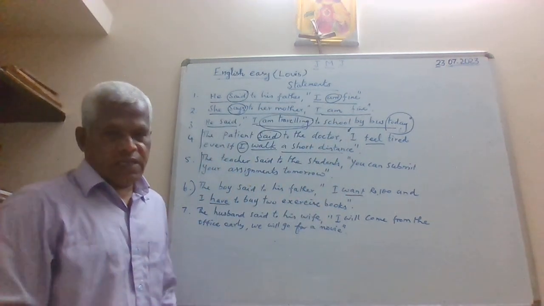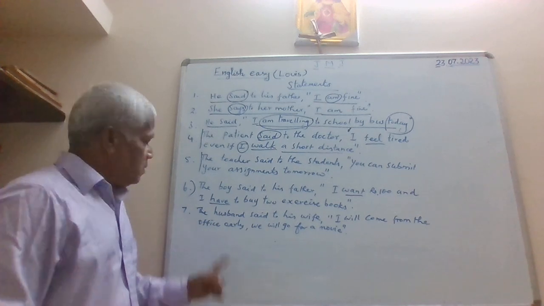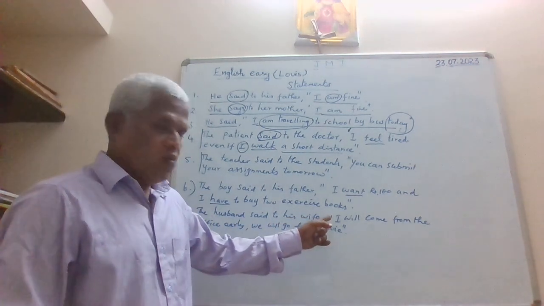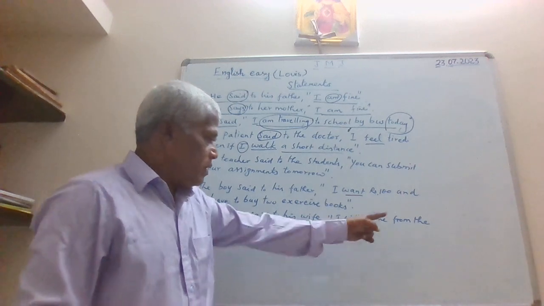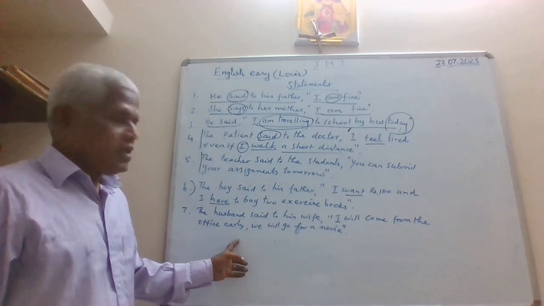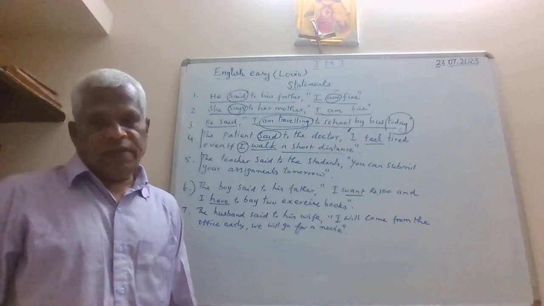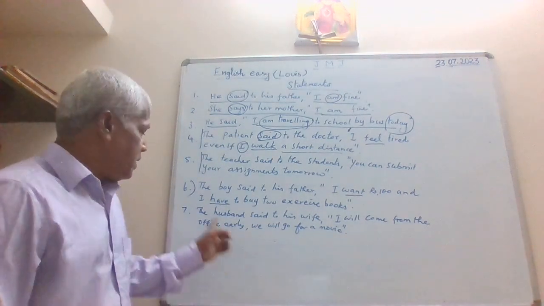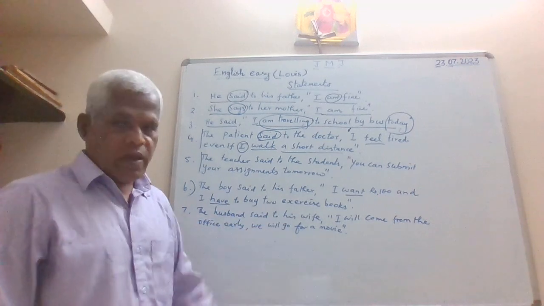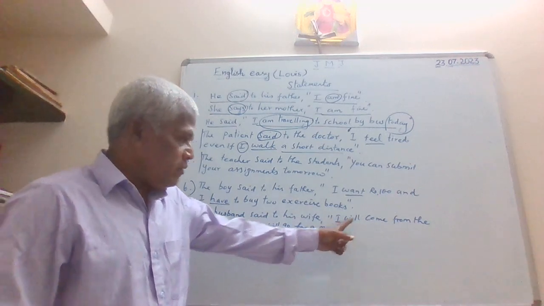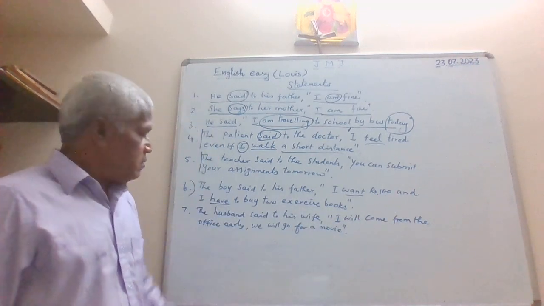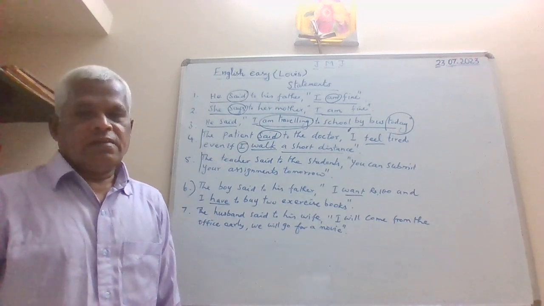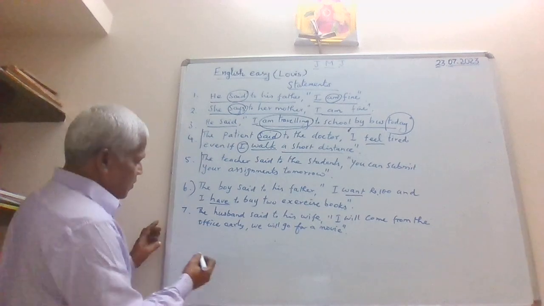Okay, coming to the last sentence. The husband said to his wife, open inverted commas, I will come from the office early. We will go for a movie. Close inverted commas, full stop. See, the husband said to his wife, I will come from the office early. We will go for a movie. Shall we change? Okay, good.